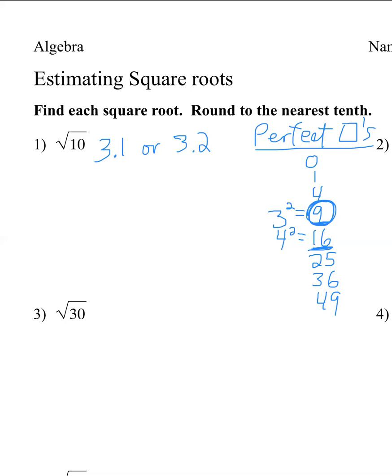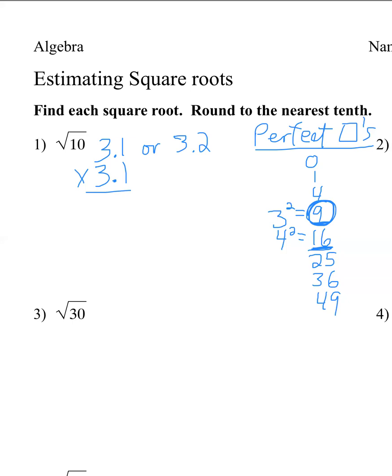So now, if I don't have a calculator, where am I supposed to go from here? Well, what you really want to do is check them both. I want to do 3.1 squared and I want to do 3.2 squared, and I want to see which one is closer to 10. Okay, so that's how I'm going to do this without a calculator. So let's go ahead and do 3.1 squared. So I'll do 3.1 times 3.1.